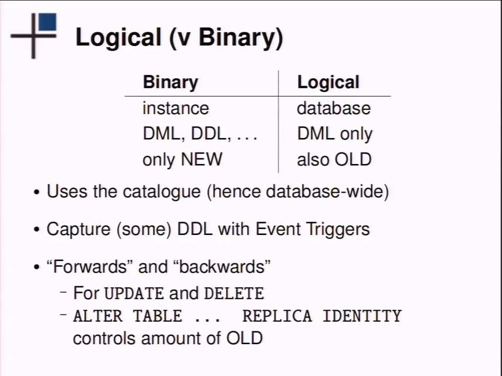And you have a command called replica identity, an option in alter table, that you can use to control the amount of old which is tracked in the WAL.